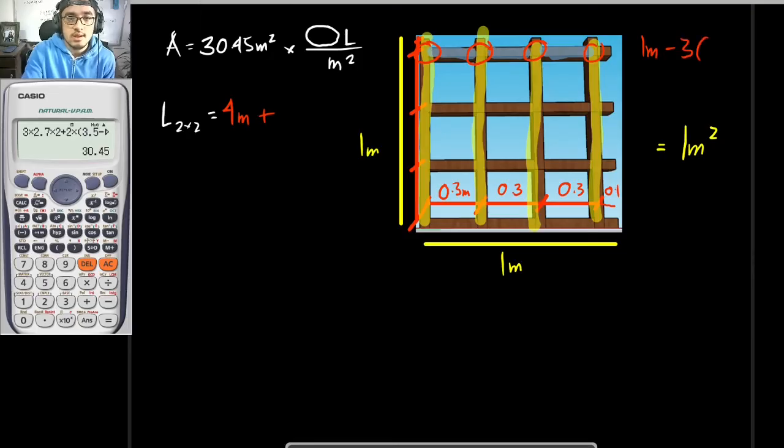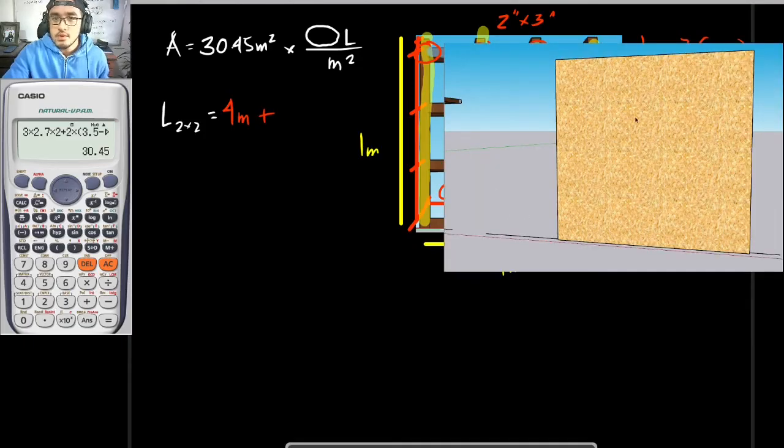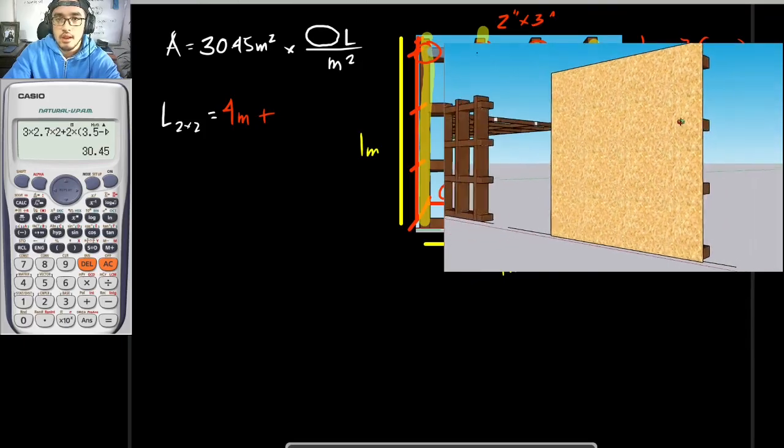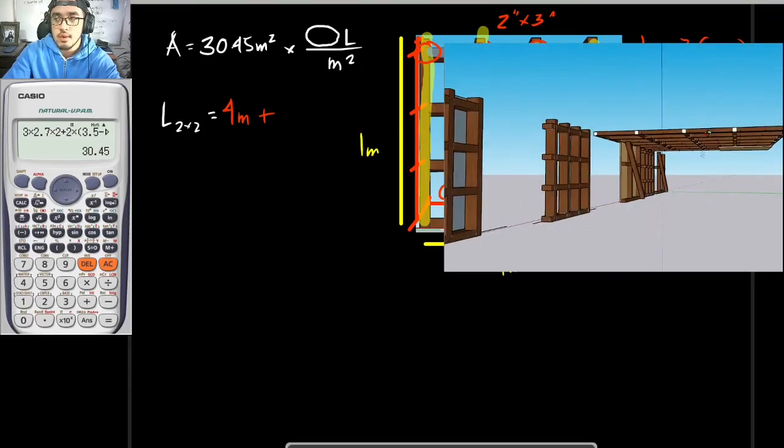And this wall stud right here has a dimension of 2 by 3, so 2 inches by 3 inches. So this is 2 inches or 50 mm. And 50 mm is 0.05. Okay, by the way, guys, if this is the area of your wall, for example, the layout of your wall studs would be in this manner.